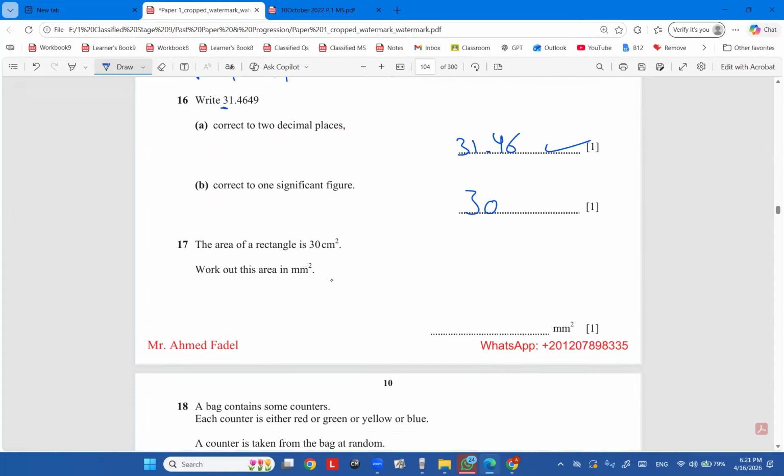The area of a rectangle is 30 centimeters squared. Work out this area in millimeters squared. So we should know that from centimeter to millimeter, you're supposed to multiply by 10. But centimeters squared to millimeters squared, you need to multiply by 10 squared. If it was centimeter cubed into millimeters cubed, then I would have needed to multiply by 10 cubed. But it's only squared. So it's 30 multiplied by 10 squared, which is 100, gives you exactly 3,000 millimeters squared.